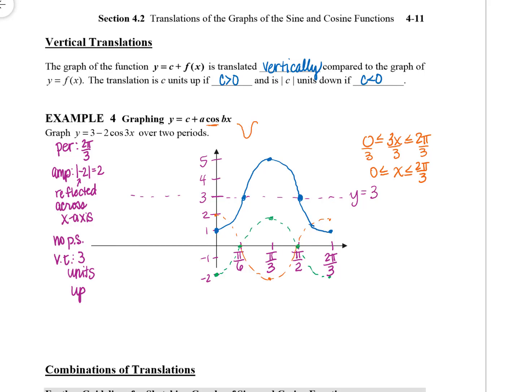And then we're graphing this over 2 periods. We can use symmetry to graph another period of this. So I'm just taking the positive x values there and making them negative. And we'll continue the graph on. I plotted the 2 middle points first. We know it's going to be at -pi over 3, 5, and then -2 pi over 3, 1.